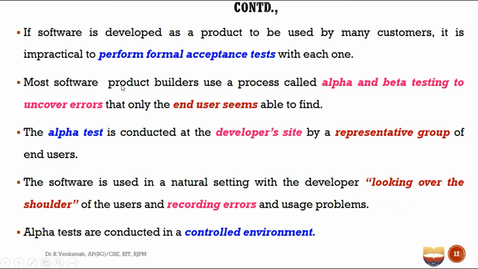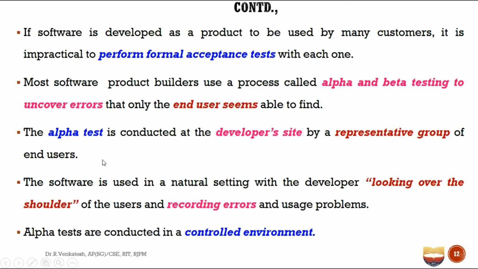So most software companies and most software products use the process of alpha testing and beta testing to uncover the errors that only the end user seems to be able to discover. First, the alpha test is conducted at the developer's site by a representative group of end users. While doing the alpha test, the end users, the customers and the developers are all there, but the test is done by the customers at the developer's side on behalf of the developers.